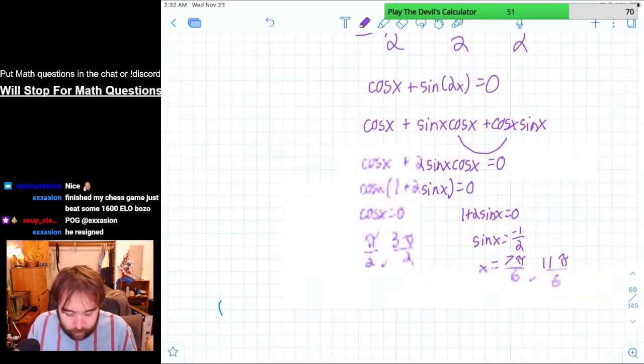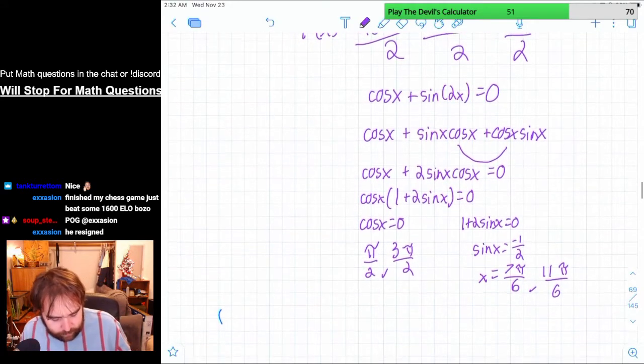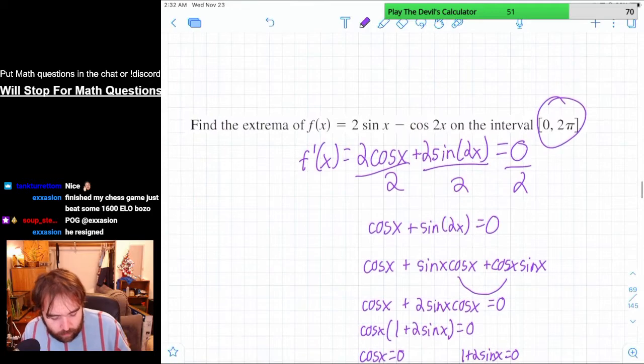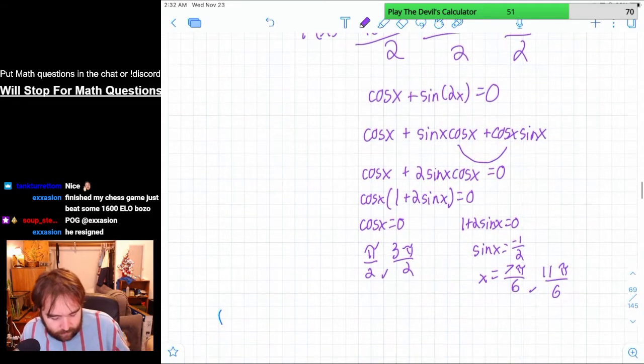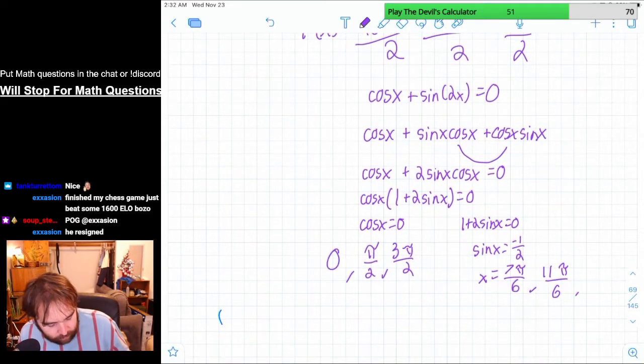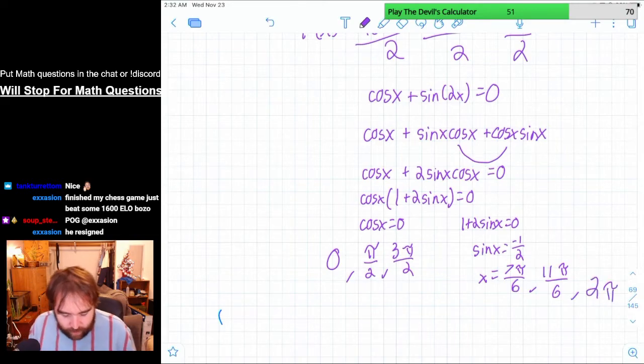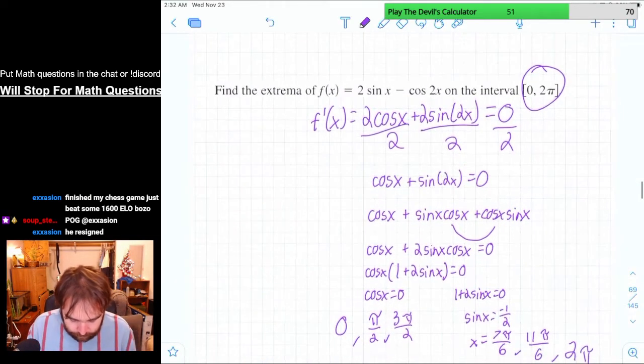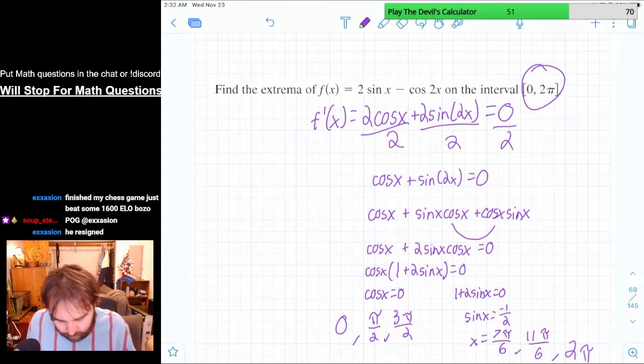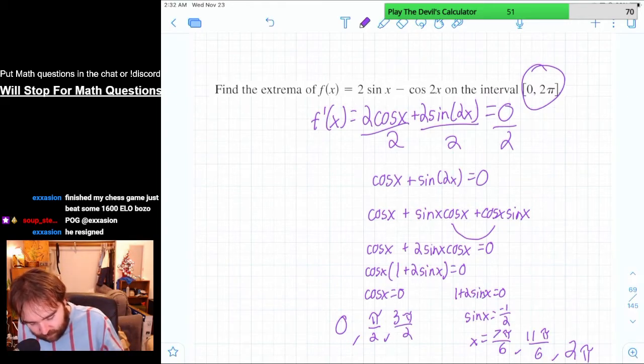So now we have our critical values. That's a whole lot of plugging in to do. Well, when we plug in 0 and 2 pi, we'll get the same thing. But technically here, we're getting 6 different values we got to plug in. And I imagine this is no calculator. It's not that bad because a lot of stuff will just end up being 0.